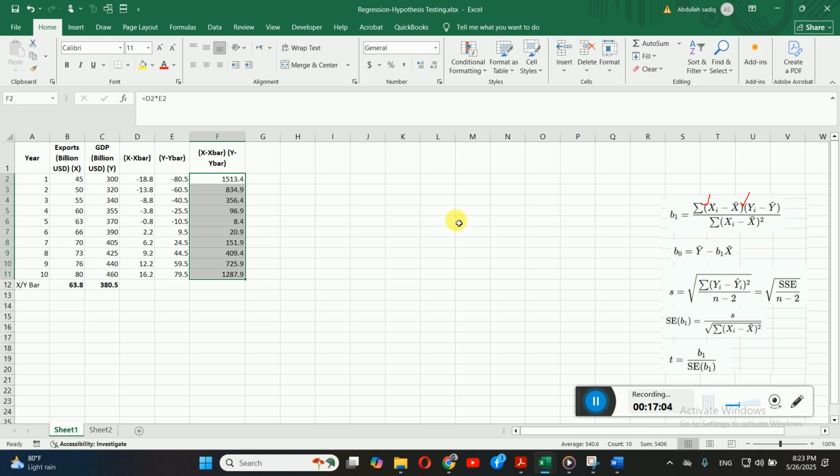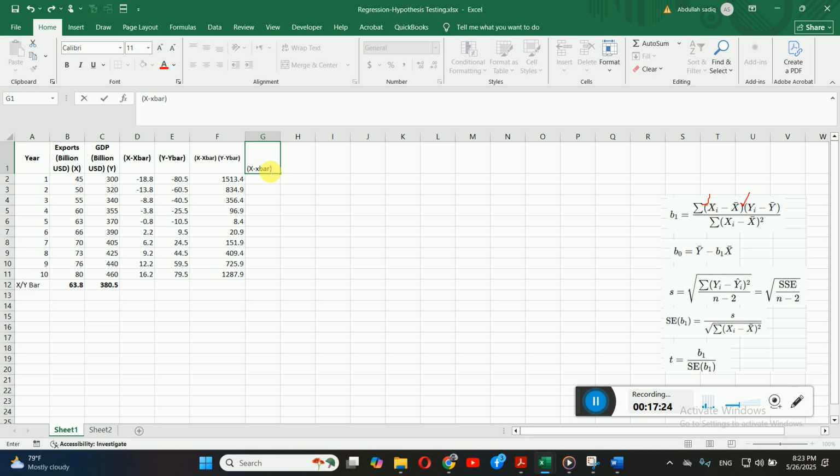Next, dear students, let's make it a little bit smaller. You need x minus x bar squared. First we have x minus x bar, but the x minus x bar squared is missing. Just put an equal sign, click on this, and multiply it with itself. This is x minus x bar squared. So these are two important elements we have at hand now, one is the numerator and the other is the denominator. Just take the summation of each. Now we can find beta 1.